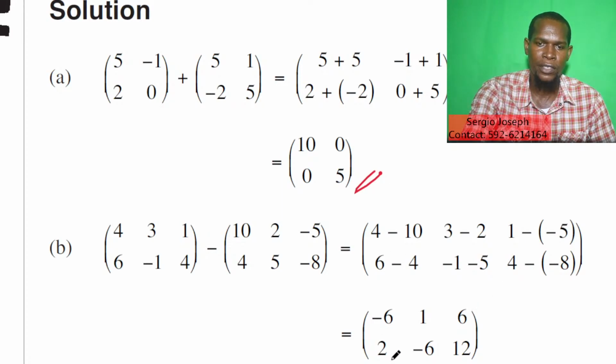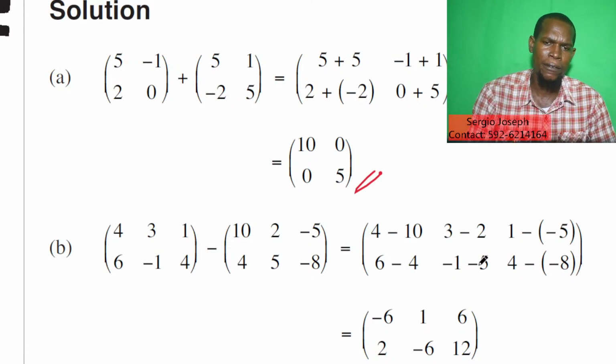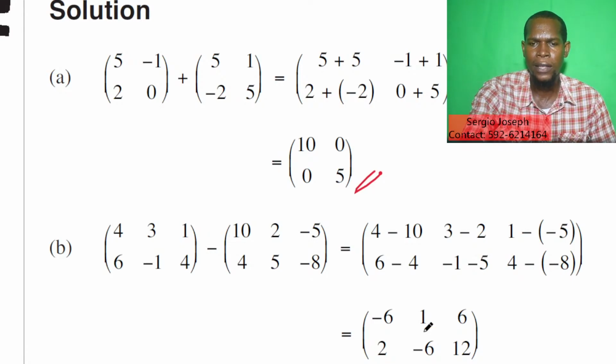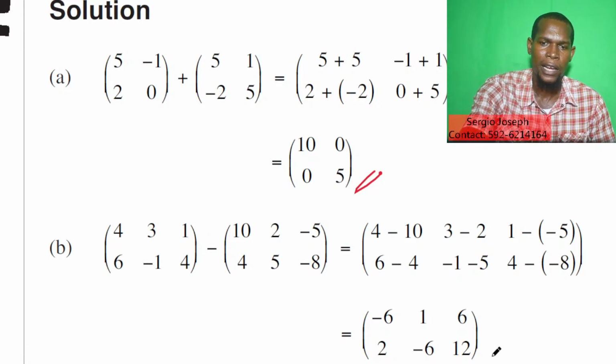6 minus 4 gives us 2. And negative 1 minus 5. You have negative 1, and if you subtract and go to the left, you go more and more negative, so it results in negative 6. Then we have 4 minus 8. Remember, when you find two negative signs together like that, think of them as multiplying each other. And we know the rule that a negative times a negative is a positive. So it's like 4 plus 8, which gives us 12. And that's our solution. Simple as that.